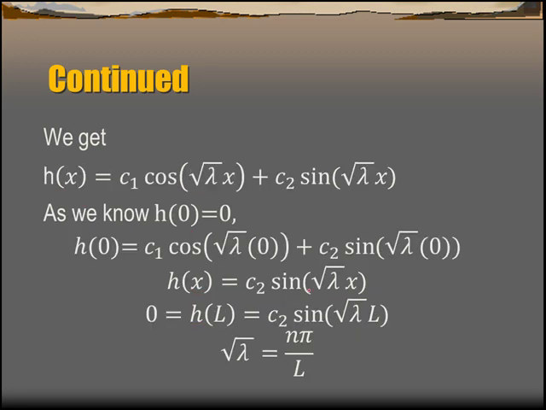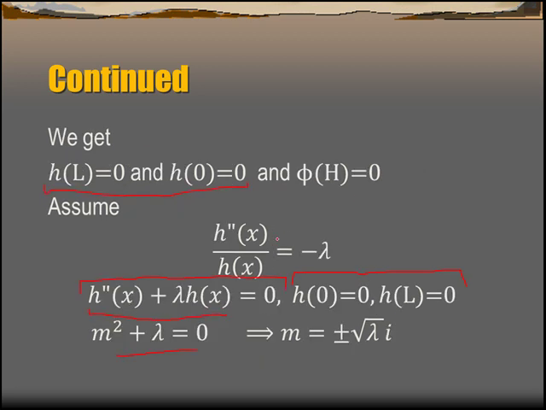So we will write h of x is equal to c1 cos under the root lambda x plus c2 sine under the root lambda x. Now this is a two parametric family of solutions, and this function satisfies the differential equation part of the problem. The solution must also satisfy these two conditions.